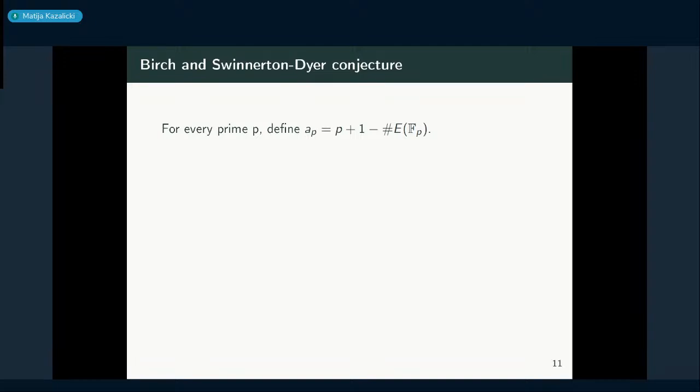And the answer is yes, so I'll talk a little bit about that. I have to mention now the famous Birch and Swinnerton-Dyer conjecture. First, for every prime p, we define the numbers a_p, which are essentially related to the number of points on the elliptic curve over the field F_p. We will be using these numbers throughout this talk.